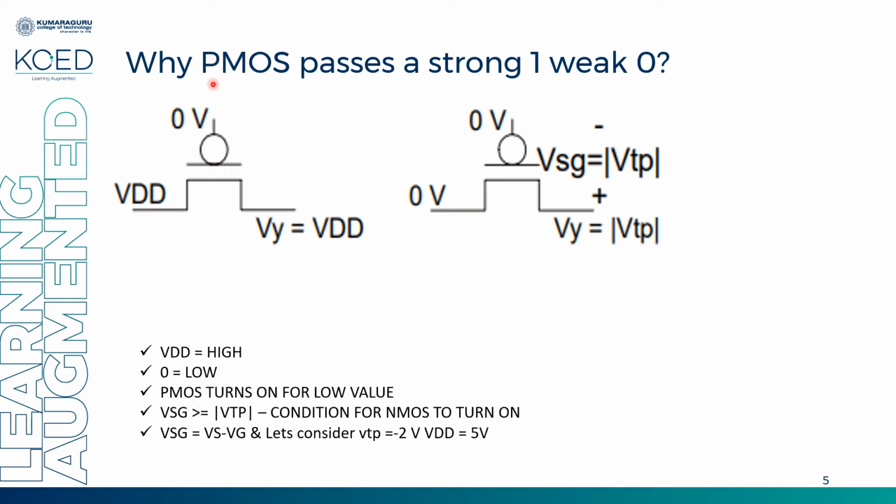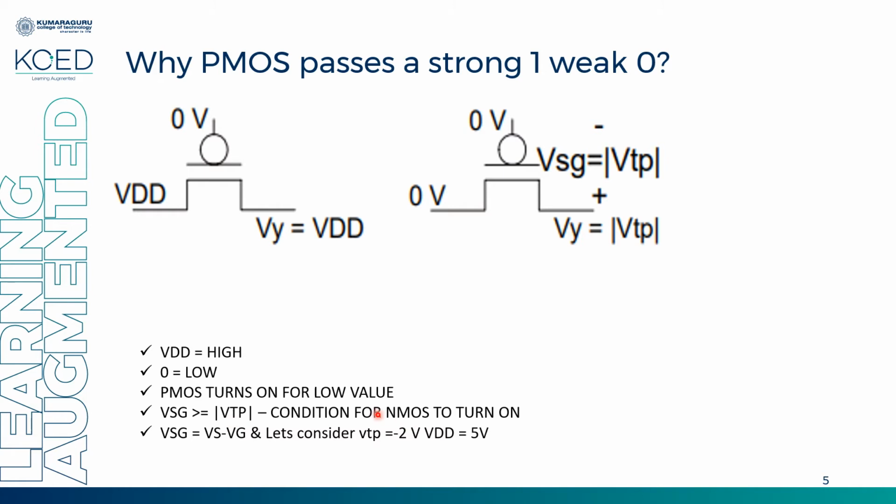For a lower value. If you give 0 volt, PMOS will be in the on state. And to sustain or to make PMOS remain in the on state, you must satisfy the condition VSG is greater than or equal to modulus of VTP. Why modulus of VTP? Your threshold will be negative in case of PMOS.